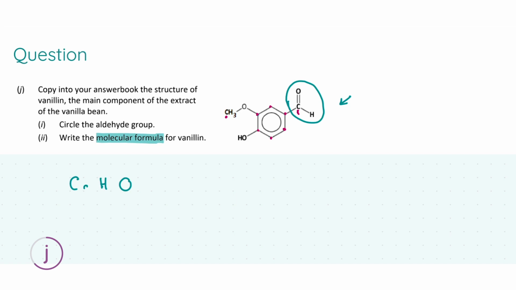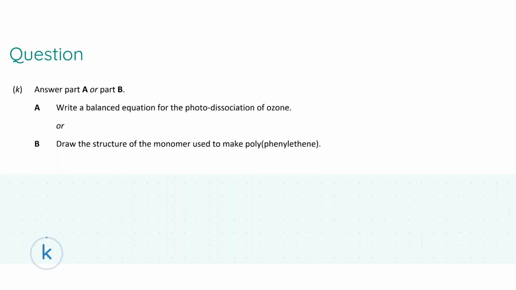So we have 8 carbons, right? How many hydrogens do we have? I'm going to use a purple pen: 1, 2, 3, 4. Now, we know that there's 3 hydrogens in this benzene ring, 6 carbons. So we have 1, 2, 3, 4, 5, 6, 7, 8. So we have 8 hydrogen atoms. And how many oxygens do we have? I'm going to use yellow. We have 1, 2, 3. 3 oxygens. So that is the molecular formula for vanillin. So you're going to get 3 marks for identifying the aldehyde group and another 3 marks for writing the molecular formula.